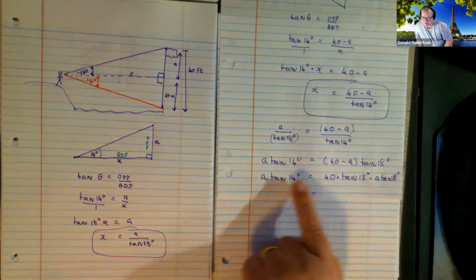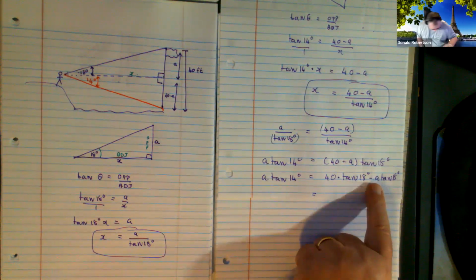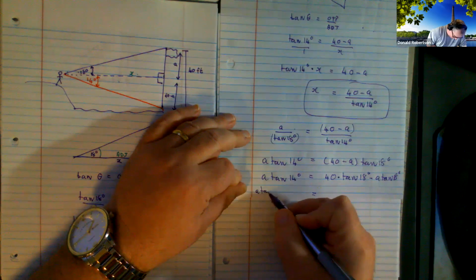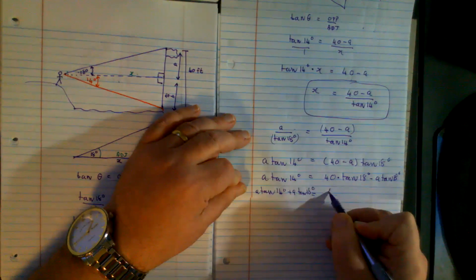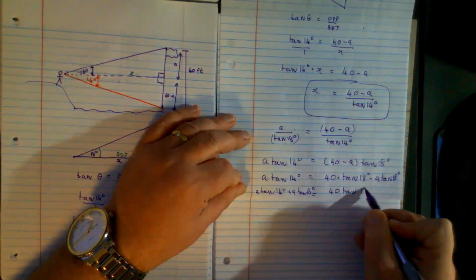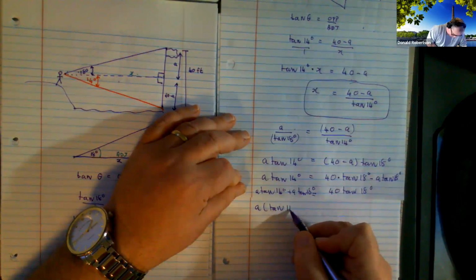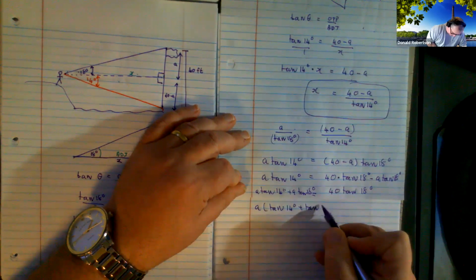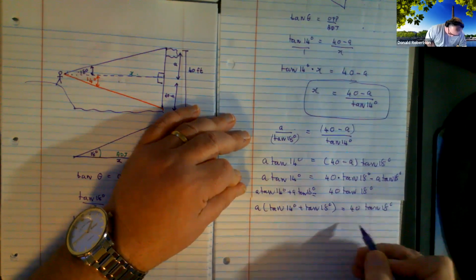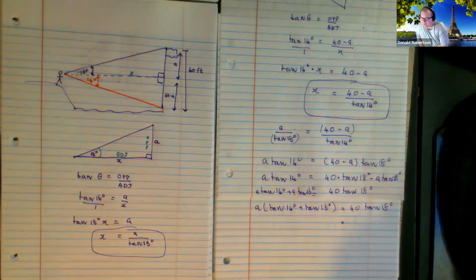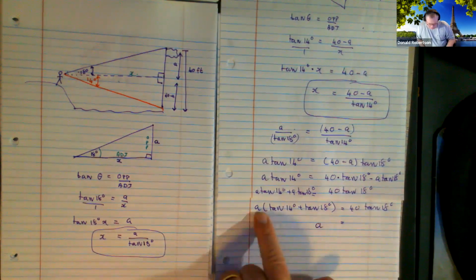You want this guy and this guy to be together, essentially, right? So how about adding? Add a times tangent of 18 degrees. Yeah, I agree. Now, since both of those have a in it, do you see that divide that you wanted to do? Let's do it now. Shouldn't I divide both sides by this ugly thing?